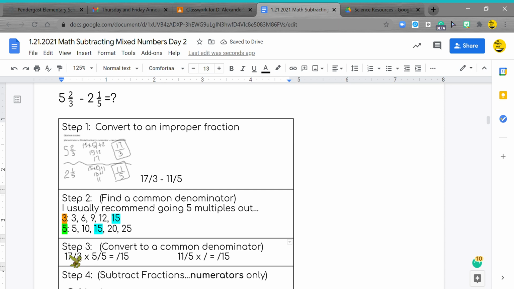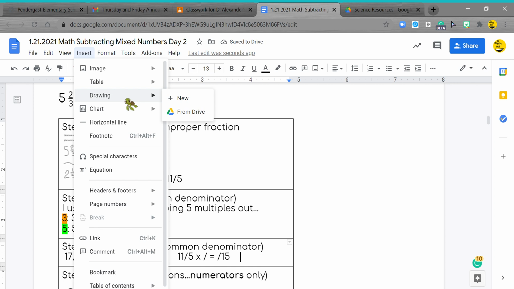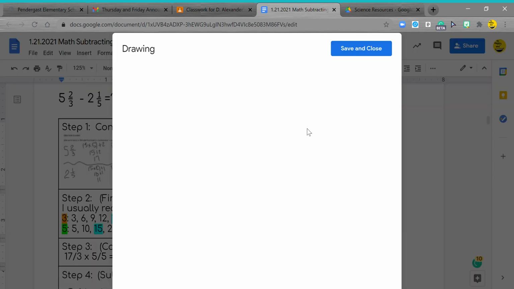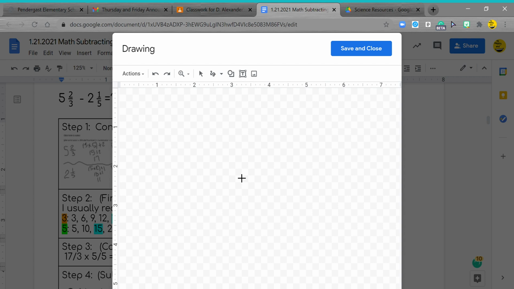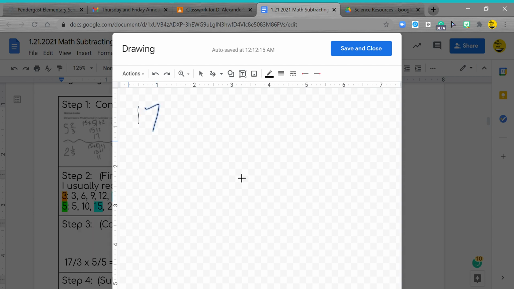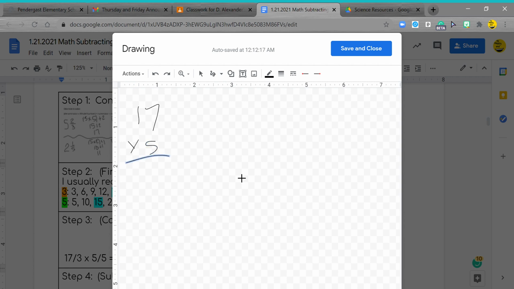Remember inserting that box? So right over here, I'm going to quick insert a box to help me with 17 times 5. Just going to add a new box. I'm going to sit here and scribble, and it's 17 times 5. So I do 7 times 5, which is 35. I need to carry my 3. 5 times 1 is 5, plus 3 is 8. So the number I'm looking at is 85.